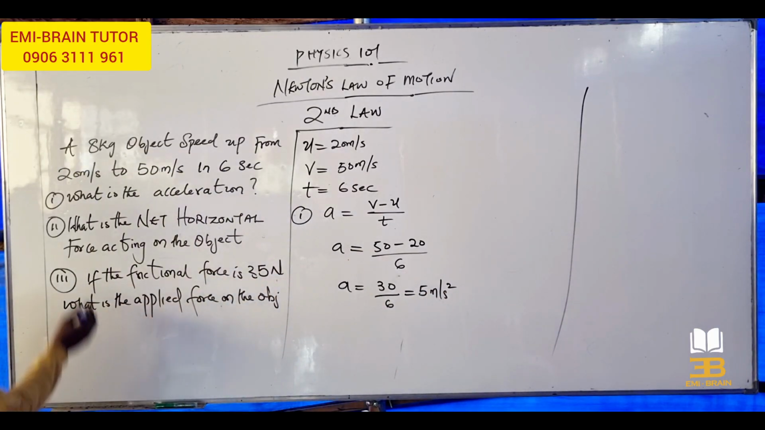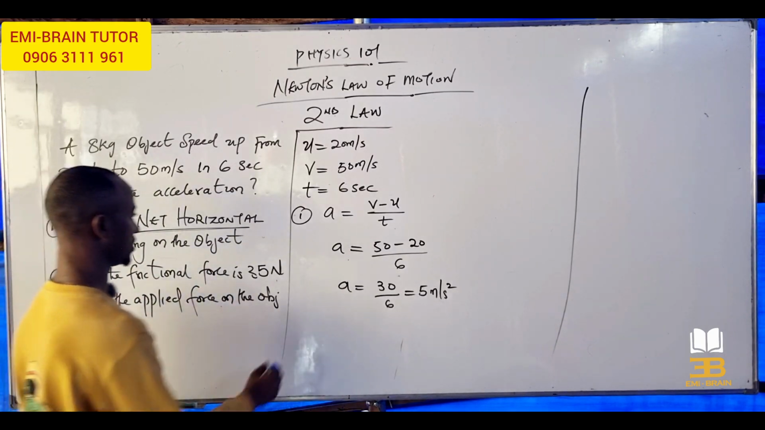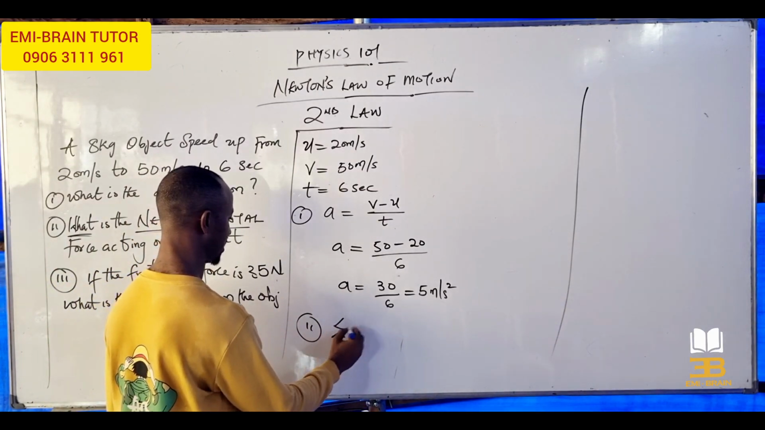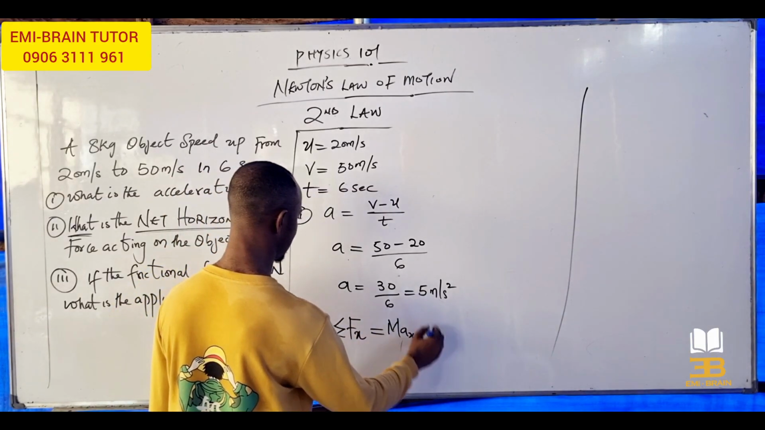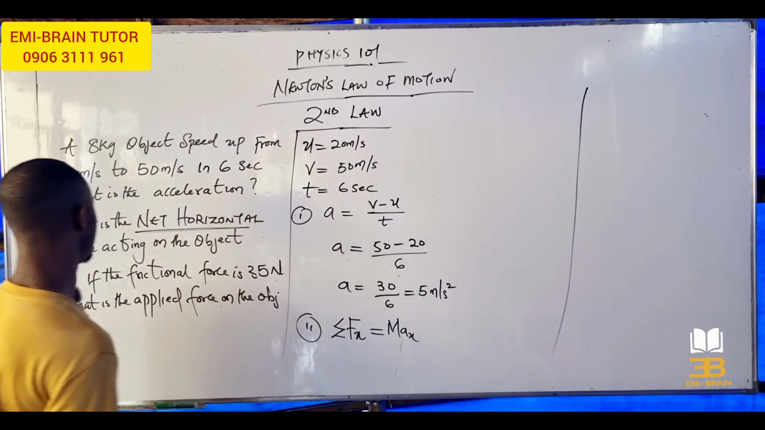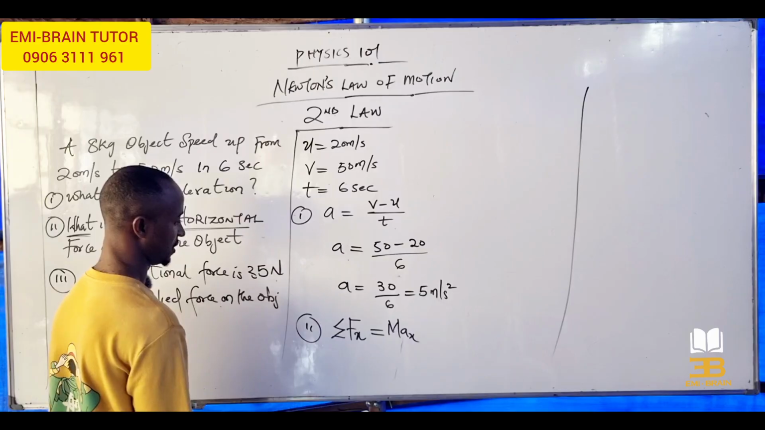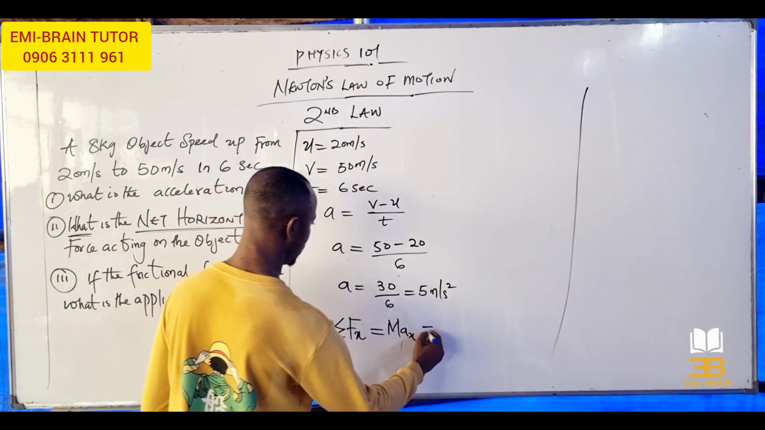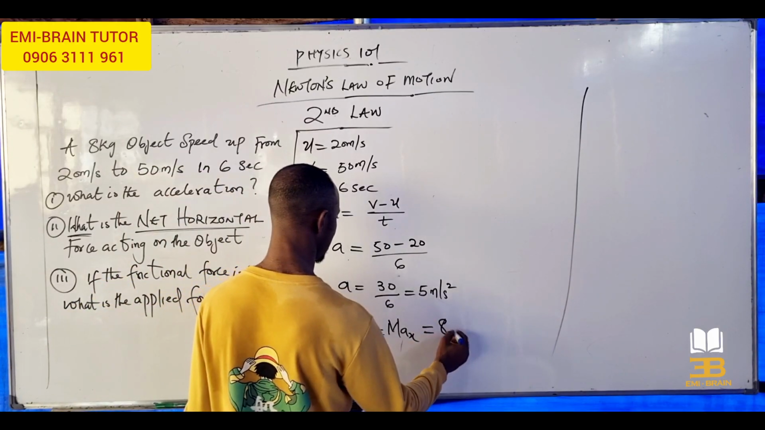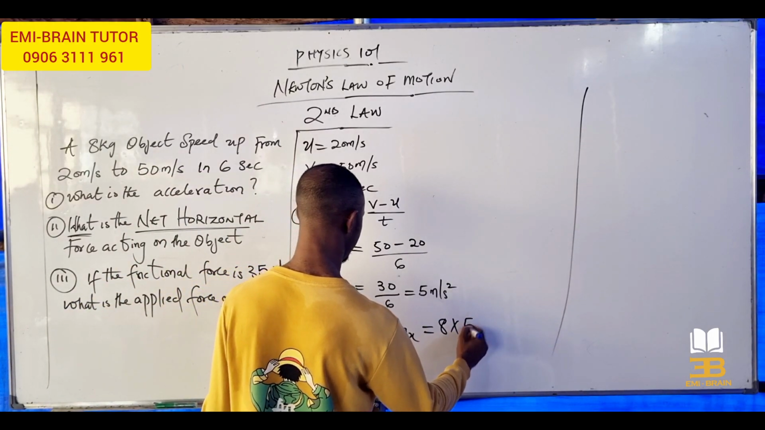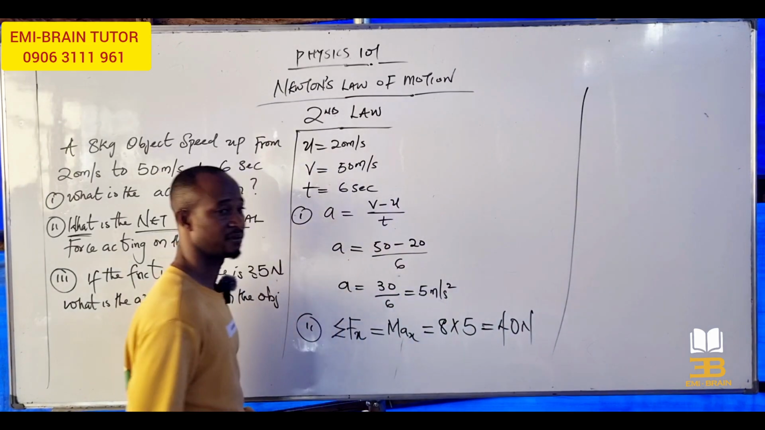Number 2 says, what is the net horizontal force acting on the body? The net force acting on the body is Fx, which is equal to mass times acceleration of the body. This acceleration is actually the horizontal acceleration, which is my max. So the mass of the body is 8, 8 times 5. The net force here is 40 Newton. 8 times 5 is 40.